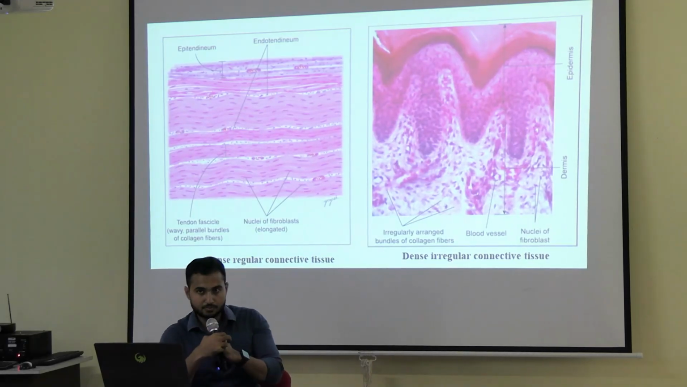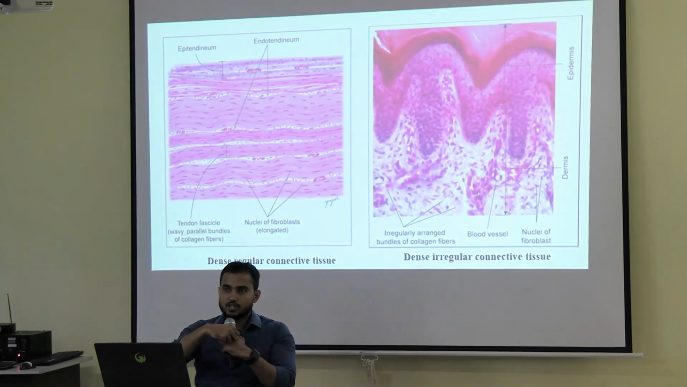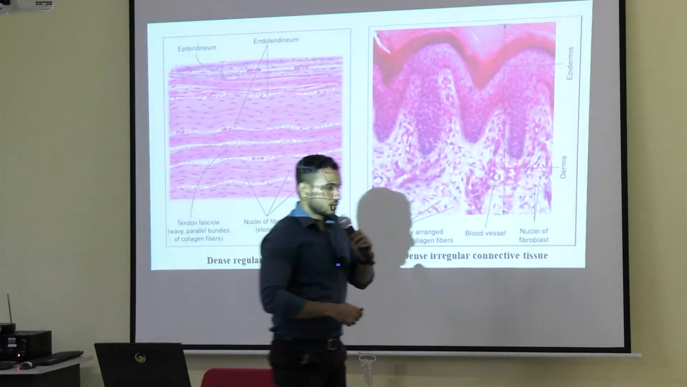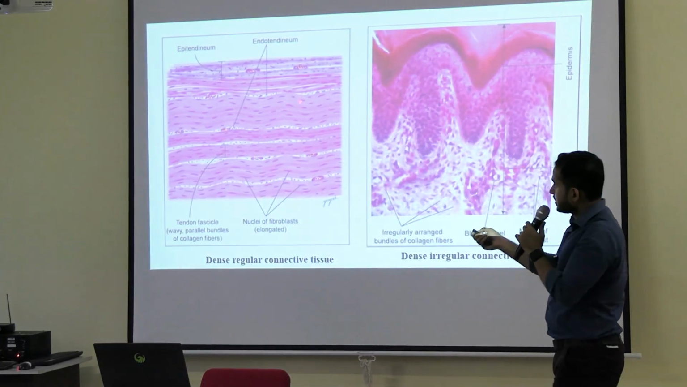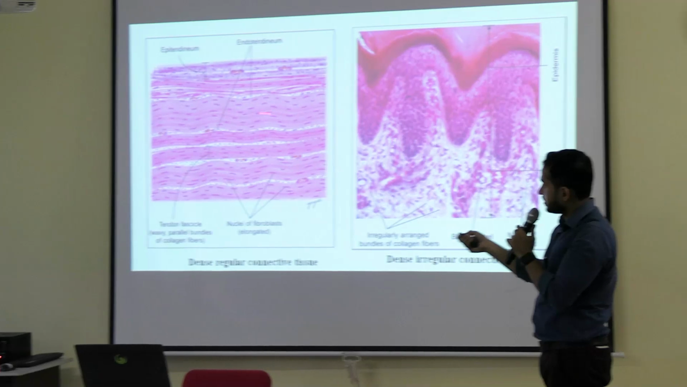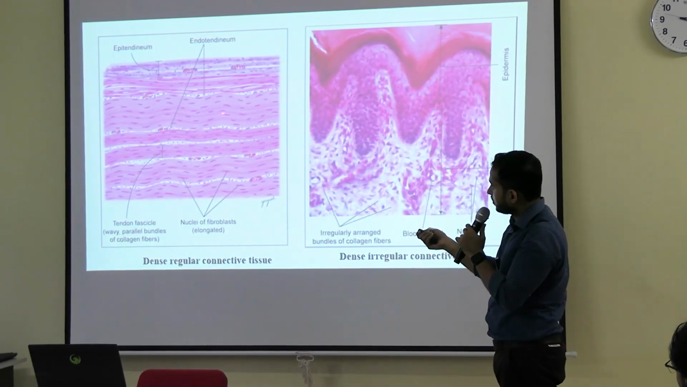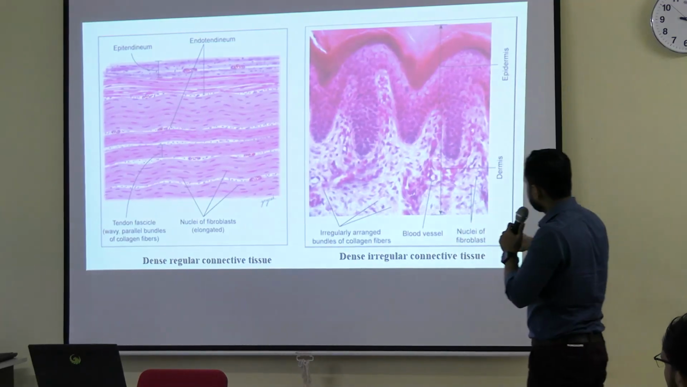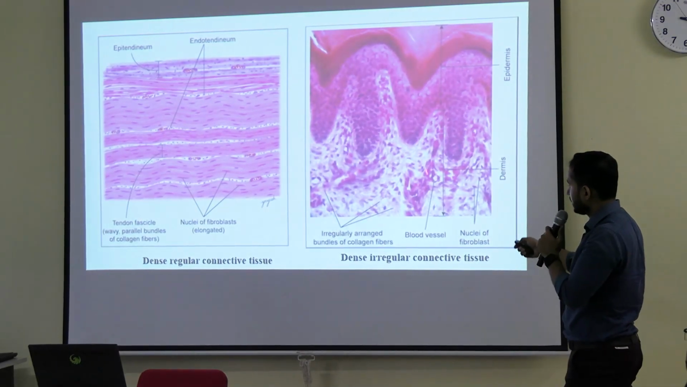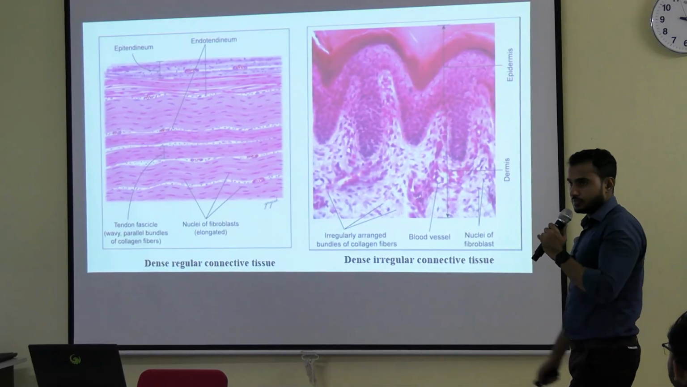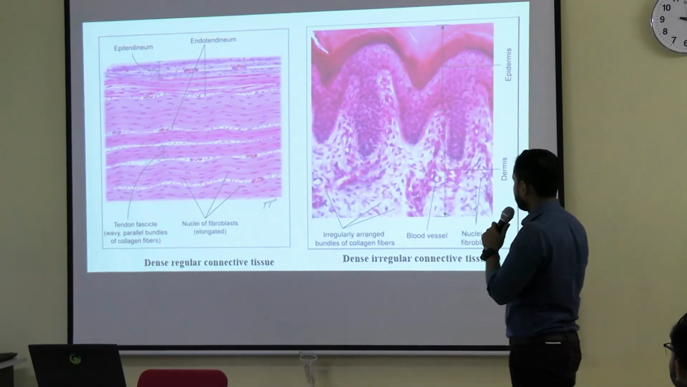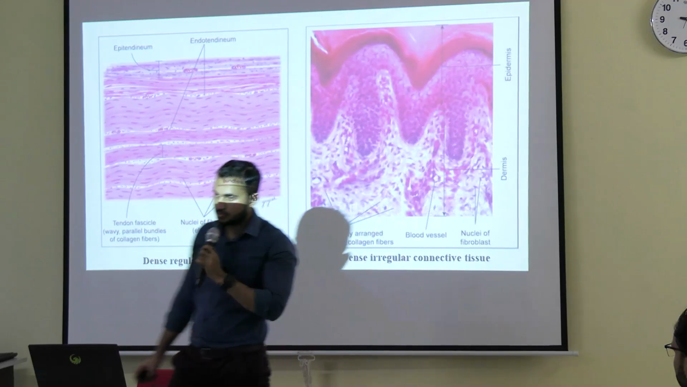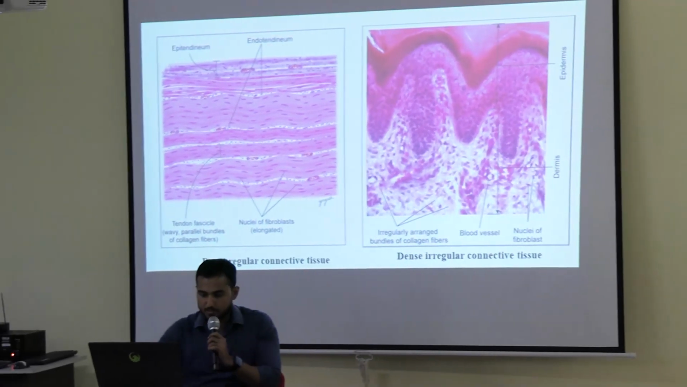Here you can see the diagram. Which one is regular and which one is irregular? Yes, this one is regular. Why? Because here you can see the regular arrangement of the bundles of fibers. और ये जो डॉट डॉट दिखाई दे रहा है, these are nothing but the fibroblasts. Now here you can see the irregular arrangement of the collagen fibers. This is the dermis of the skin. So this is the difference between dense regular and dense irregular connective tissue.